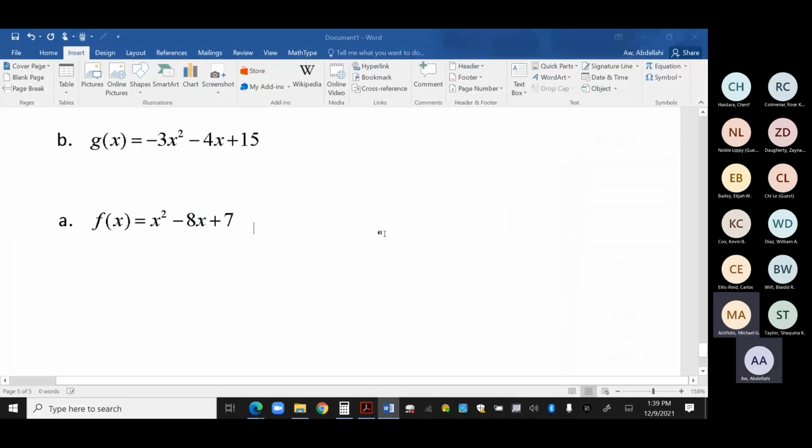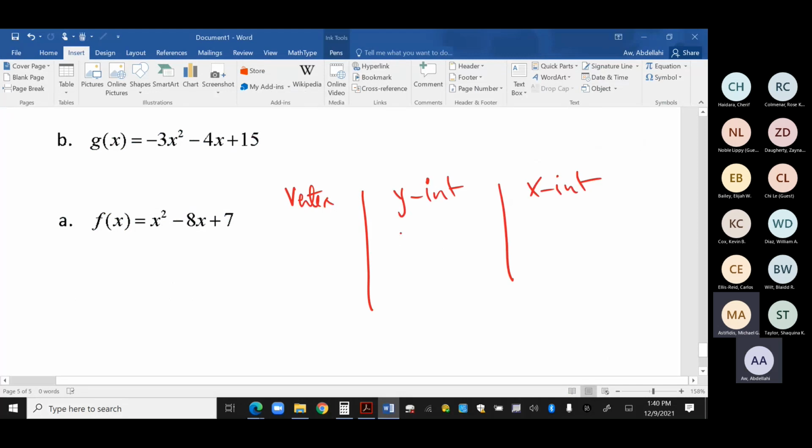You see, you have 3 points or 4 points to figure out. The easiest one is the vertex here. We have the y-intercept, and we have the x-intercept. The y-intercept is the easiest point to figure out. It's always f of 0. What is f of 0 here? It is 7, right? The y-intercept is (0, 7). That is the y-intercept.